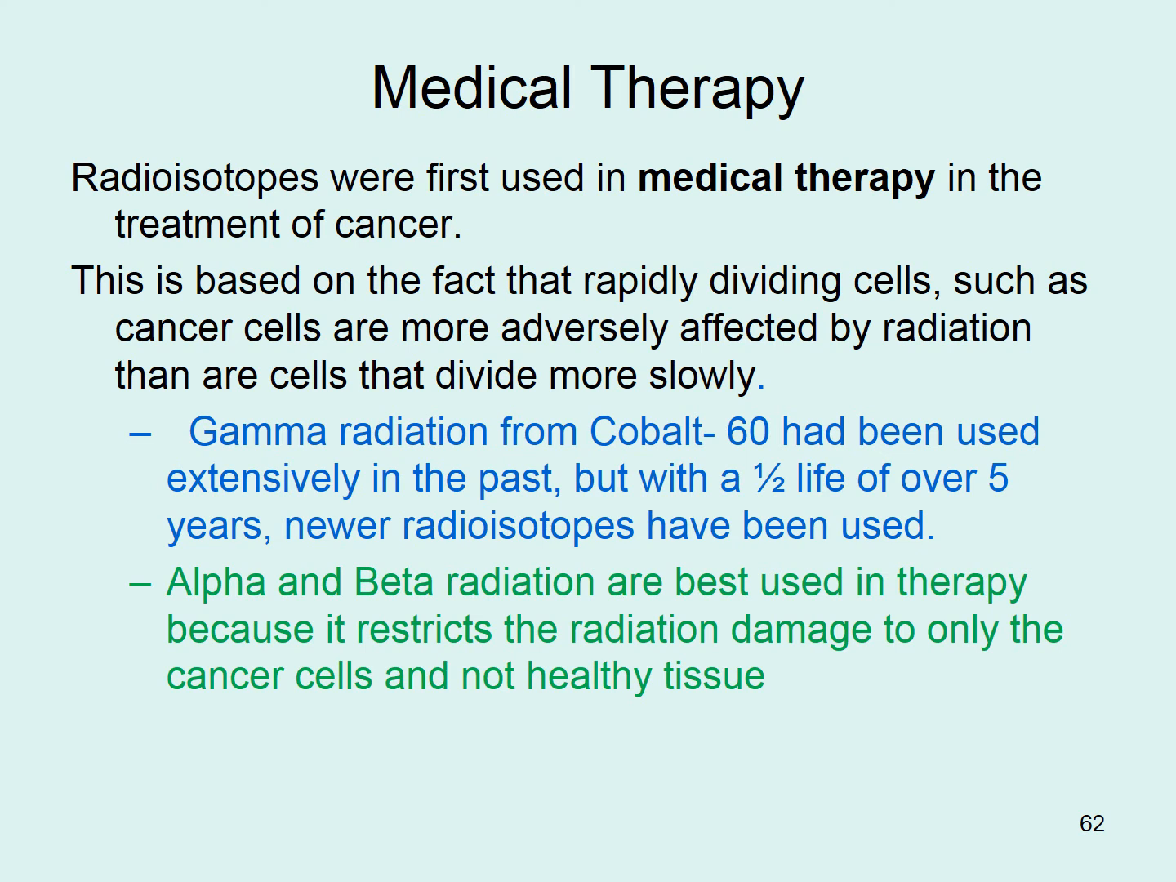So newer radioisotopes are used, and of course it can depend on the type of cancer. I'm sure different radiations work differently on them. Anyway, alpha and beta radiation are often best used in therapy because it restricts the radiation damage to only the cancer cells and not healthy tissue.